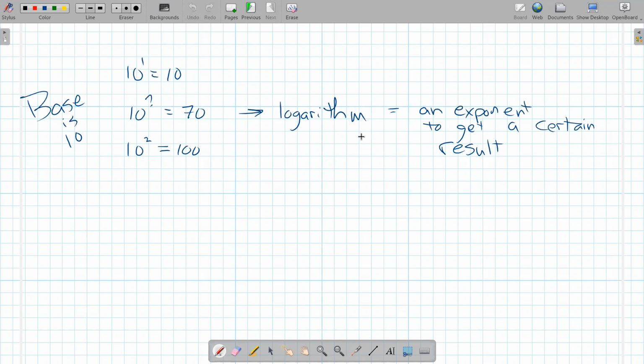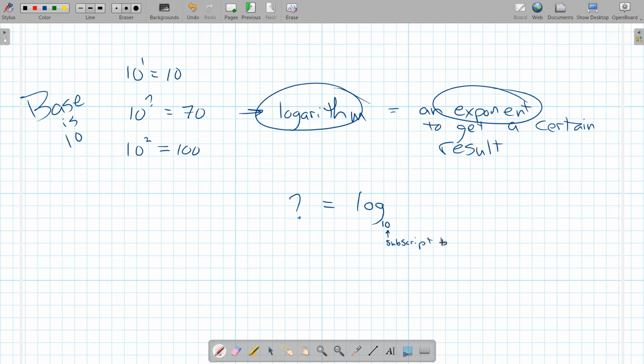So the trick with the logarithm is, again, a logarithm is literally an exponent. They are the same exact thing. So this question mark up here, my missing exponent, is a logarithm. And in math, we abbreviate the word logarithm with just log. Now, my base is 10 here, so we often write a little subscript base right here. And then parentheses comes next, and the target number, that result I want to end up, goes there.